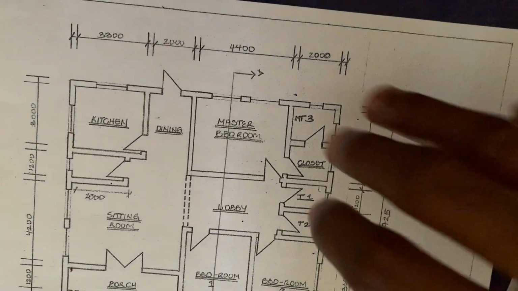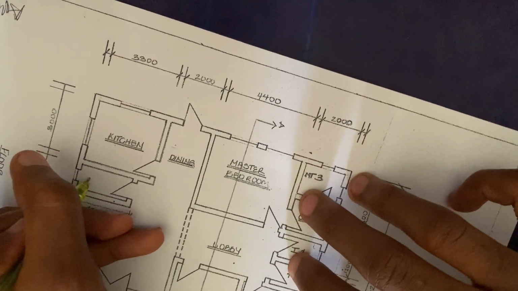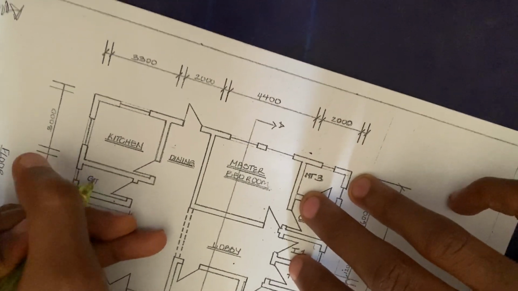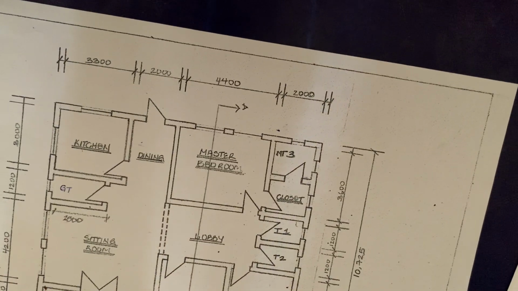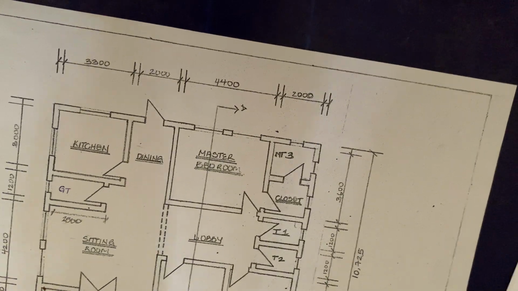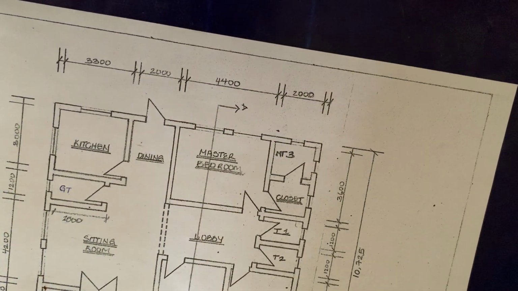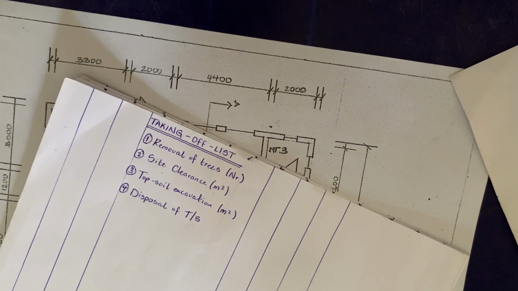Let me just write this. Now, in this video, we're just going to be taking off for 4 items. The 4 items we're going to be taking off for in excavation and filling include removal of trees, site clearance, topsoil excavation, and disposal of topsoil.